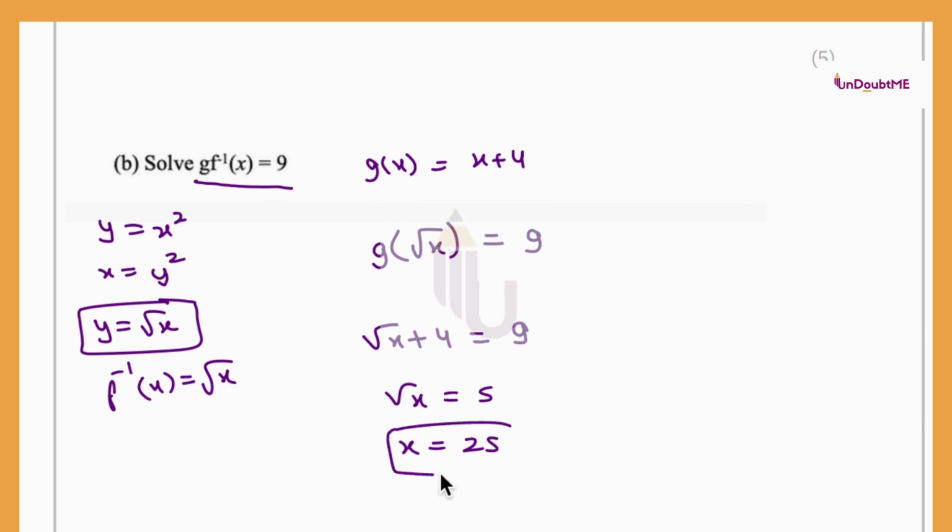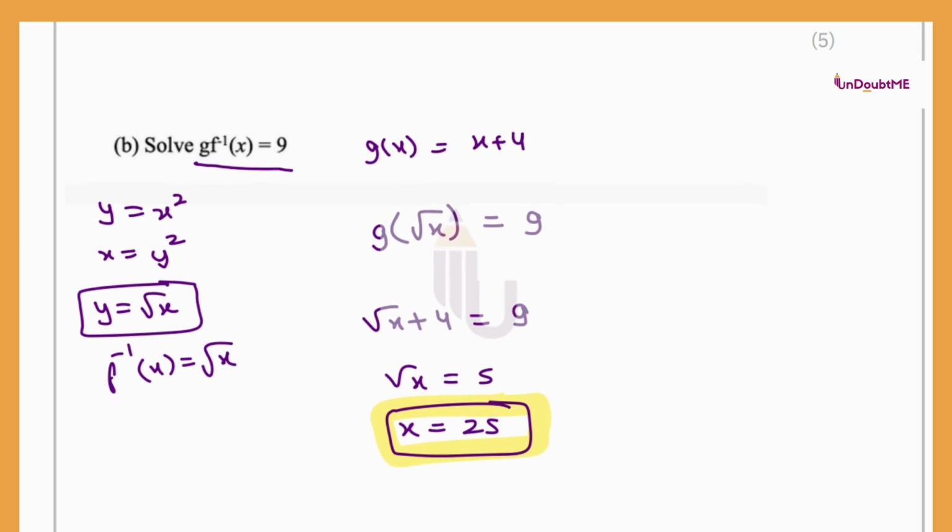This time we have just one answer, that is okay. You have to just make sure that you square both sides properly, and this is how it will be done.